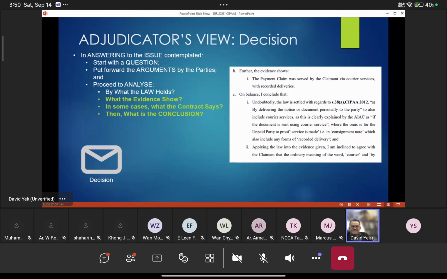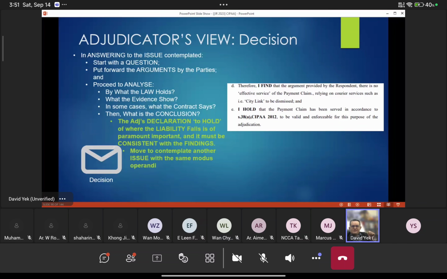And then what did the contract say? The contract says, if this person can show that the consultant has given the certificate, he is entitled to be paid. That is what the contract says. So what is your conclusion? Therefore, after considering the law that says this, the contract that says that, and the evidence that appeared before me to say this, I find and hold that he is supposed to be paid. So the conclusion is very important. The conclusion is where it gels everything together and makes the decision. So the declaration is important, where the conclusion is.